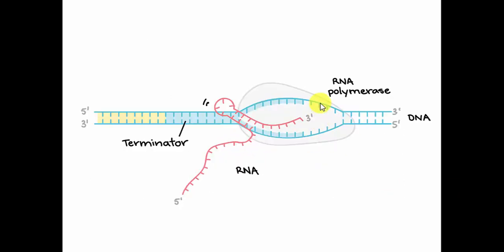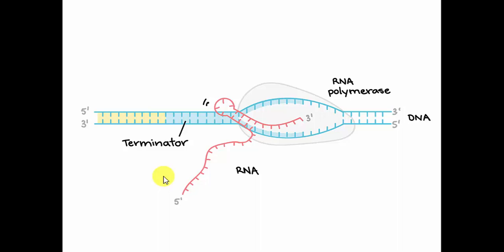So here's a figure showing kind of what that looks like. Once the termination sequence is reached, the RNA itself is usually starting to bunch up as it becomes a long molecule. As I mentioned, there are actually a couple different ways the termination can occur.